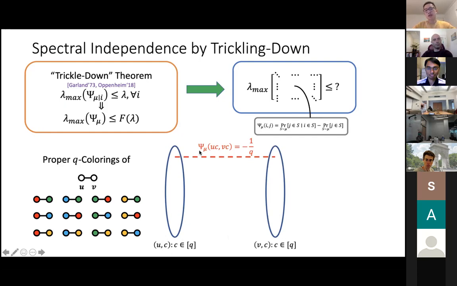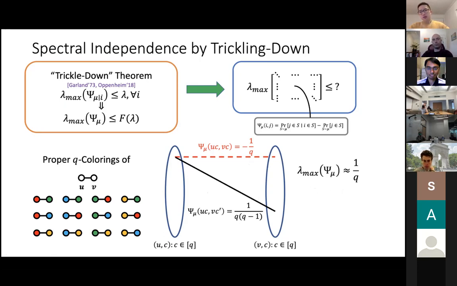So for instance, if you look at the influence between the vertex U being colored some color C and the vertex V being colored the same color C, then you can compute that the influence is exactly this number, negative 1 over Q, corresponding to the fact that once I color this vertex C, this forces the vertex V to not be colored C. And if you compute any other pair of vertex-color pairs, you'll get this number. And if you compute the maximum eigenvalue, you'll see that it's roughly of the order 1 over Q. Okay. So why is this bad?